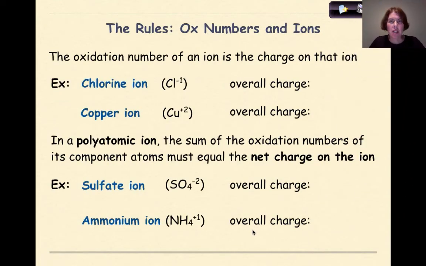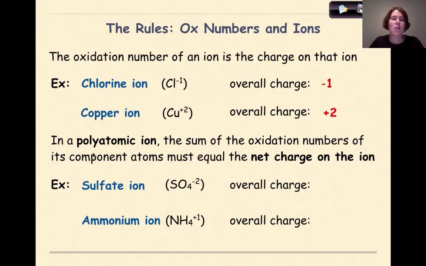Now let's look at oxidation numbers and ions. The oxidation number of an ion is the charge on that ion, which is basically self-evident, but we just want to point it out. So for example, the chloride ion, Cl-1, the overall charge is -1. A copper ion with an overall charge of +2 has an oxidation number of +2.